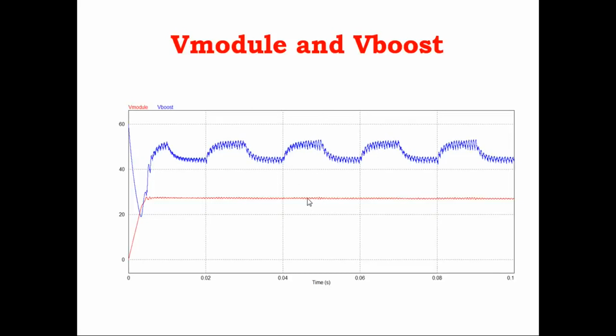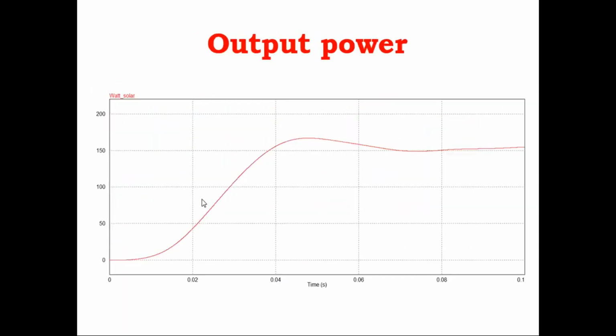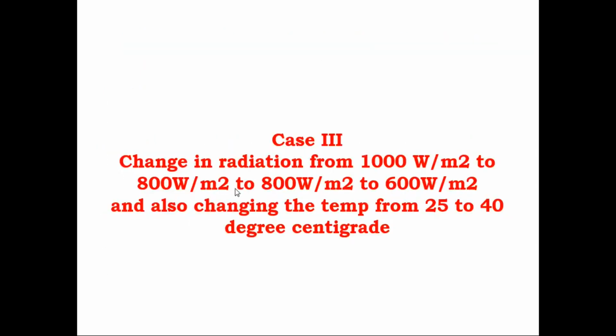So this is the module voltage, the boost voltage. This is the radiation pattern we have followed. This section is my output power. See, it is reduced compared to what it was between 1000 watt per meter square and 800 watt per meter square. This is the MPPT tracking efficiency. This is our maximum power, and this blue one is our tracked power.